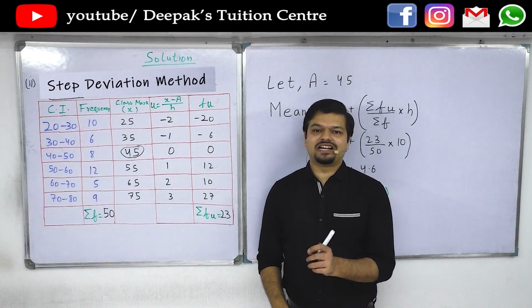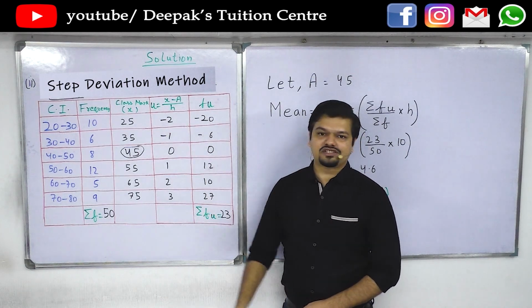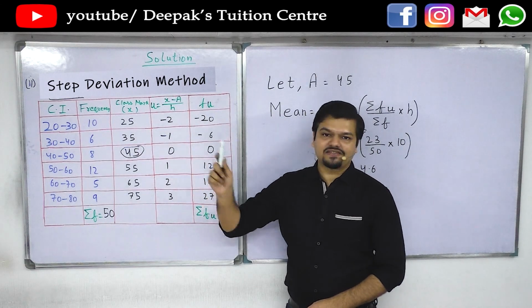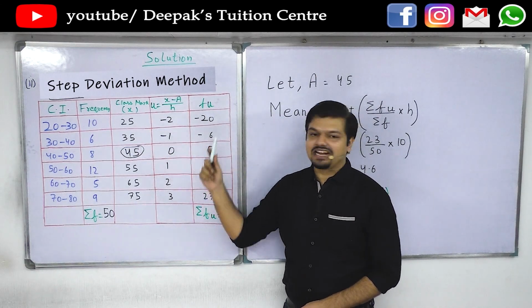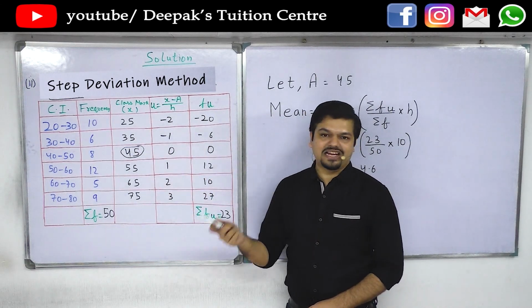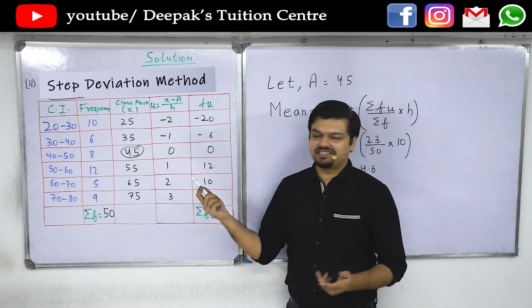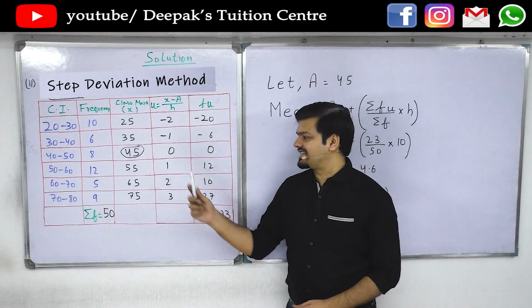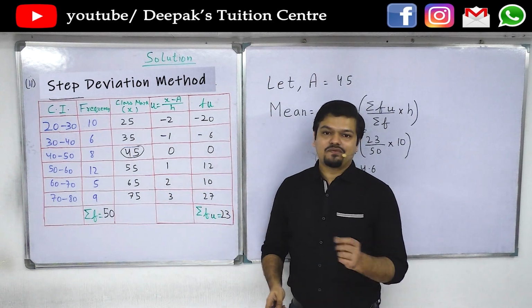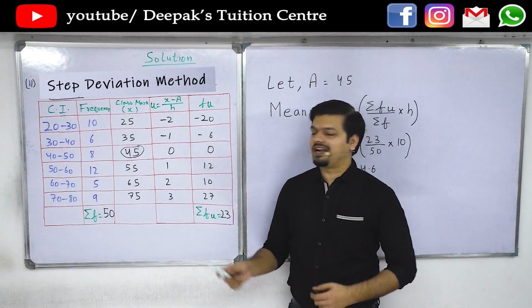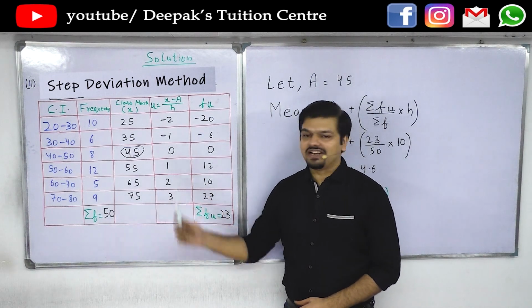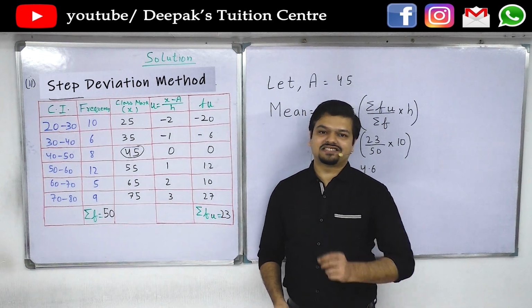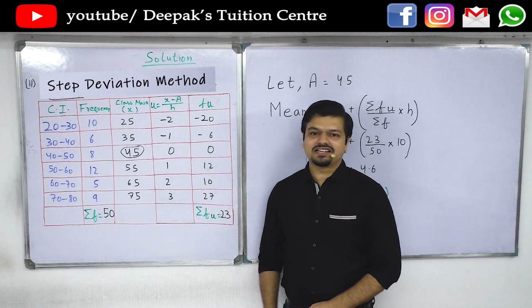That is minus 20 divided by 10, that is minus 2. 35 minus 45, that is minus 10 divided by 10, that is minus 1. 45 minus 45, 0 by 10 is 0. 55 minus 45, that is 10 by 10, that is 1. 65 minus 45, 20 divided by 10, that is 2. And 75 minus 45, that is 30 divided by 10 gives us 3.